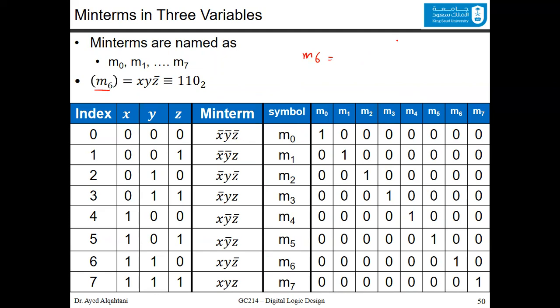decimal number is 011 in binary, which means the x is not complemented, the y is not complemented, and there is a z bar. And this is the min term. Directly, you get it from only the index. You can check any of the other min terms. This also applies for all of them.